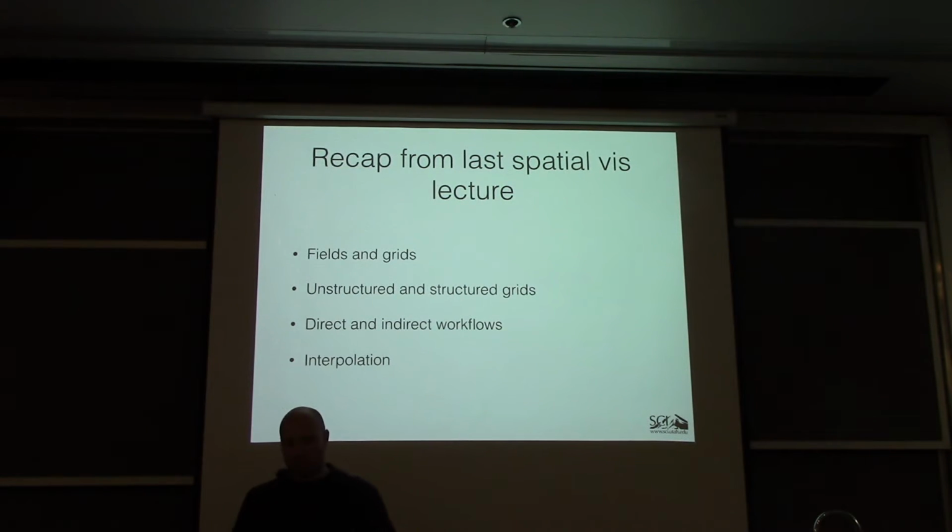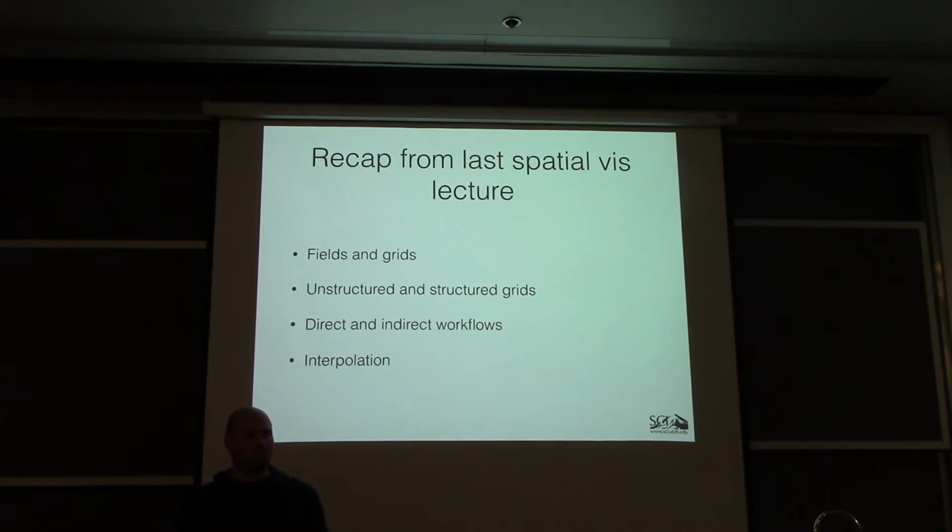So just a quick overview of what we talked about in the last spatial viz lecture. We talked about fields and grids. Fields are continuous and grids are sort of a discrete representation. We talked about unstructured and structured grids with respect to geometry of the grid. So in spatial viz or sci-viz parlance, anything that is unstructured is anything where there's no nice rectilinear grid around it. So tet mesh, hex mesh, raw particles, those are all unstructured geometry. And something like a rectilinear data set or even a curvilinear data set would be structured.